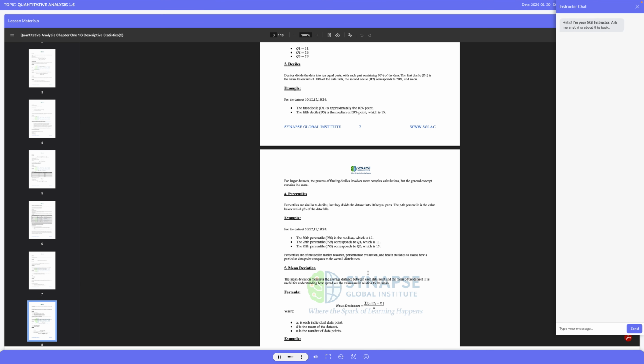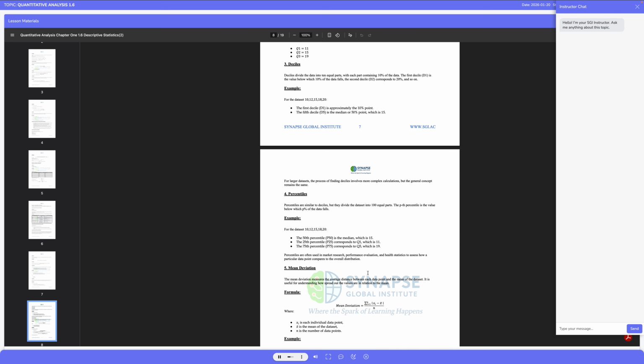In business, deciles are often used to classify customers, products, or regions into performance bands, such as top 10% performers or bottom 20% performers, which supports targeted decision-making and strategic planning.